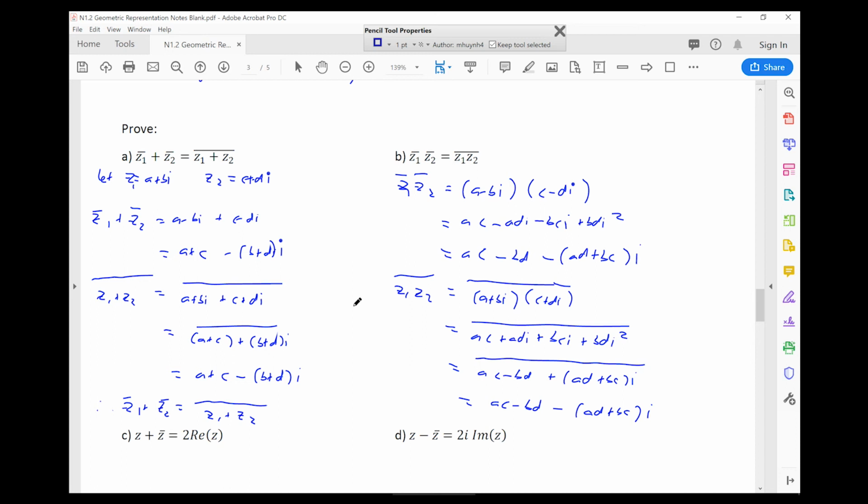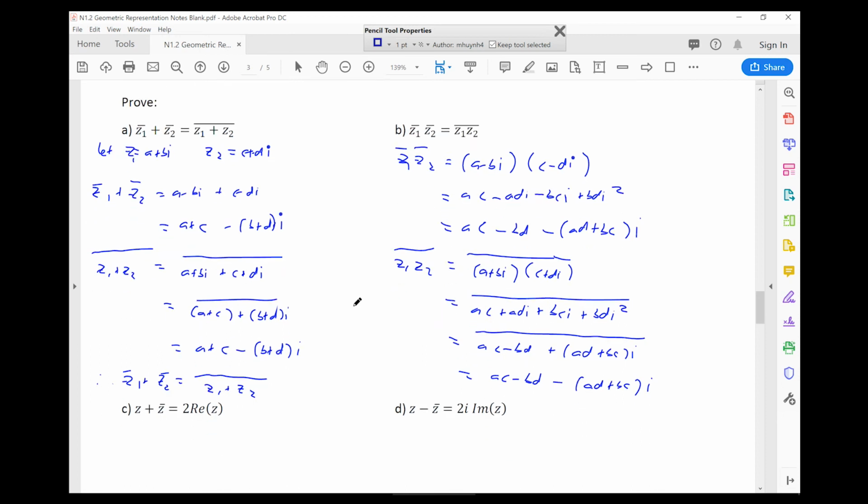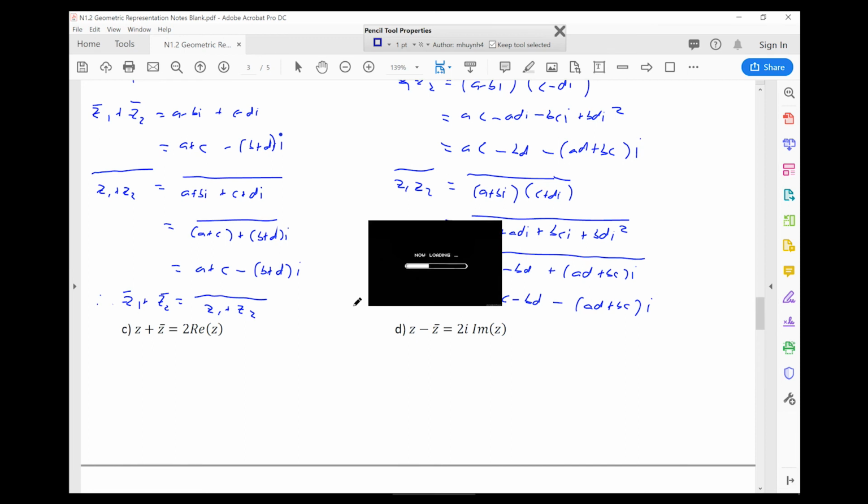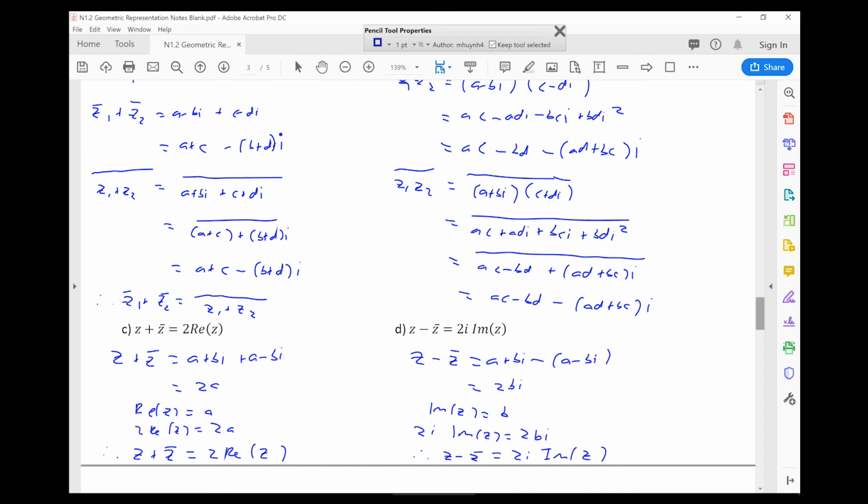Have a go at the next two, and then I'll show the answers, and that'll be the end of the video. These two should be pretty quick. All right, so there are the last two answers. Technically, in every new proof, you should write let z equal a plus bi, or z1 equals a plus bi, or z2 equals c plus di.